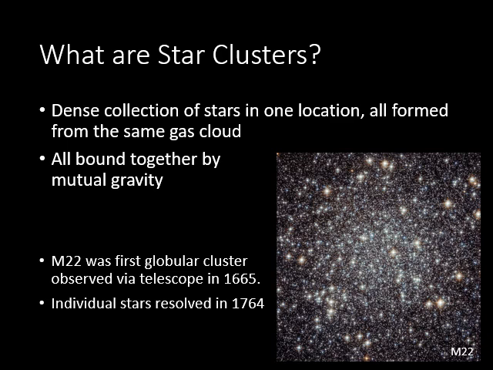Now, M22 is a special globular cluster. It was the first globular cluster ever to be observed by a telescope way back in 1665. And it wasn't until almost 100 years later that telescopes improved to a point where we could actually look at this star cluster and tell that it was made of individual stars. Originally, it just looked like a bright yellow fuzzy patch to the astronomer. And as telescopes got bigger and better, we were actually able to resolve individual stars.